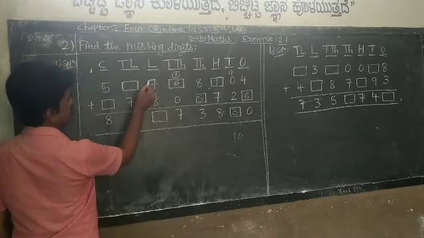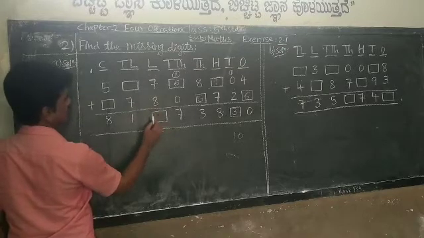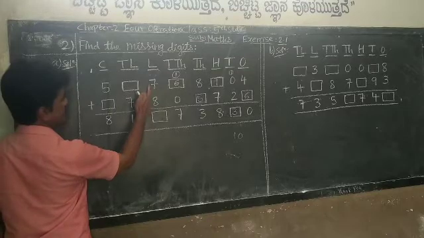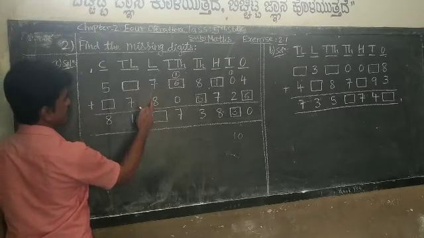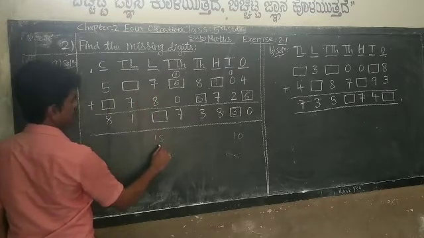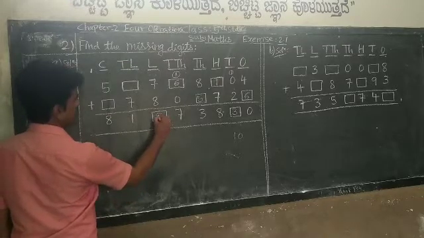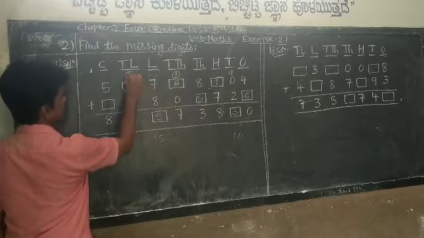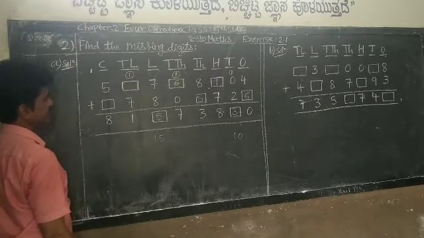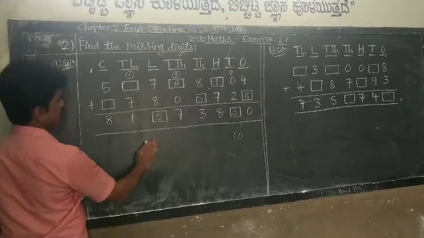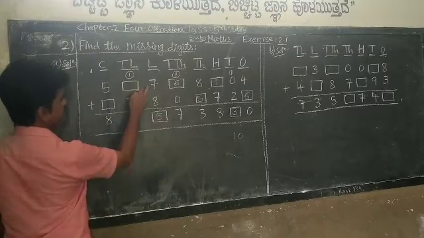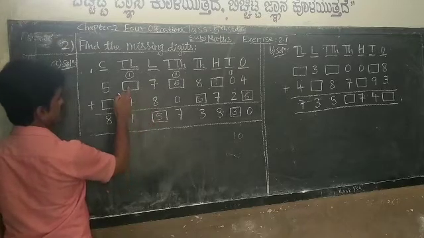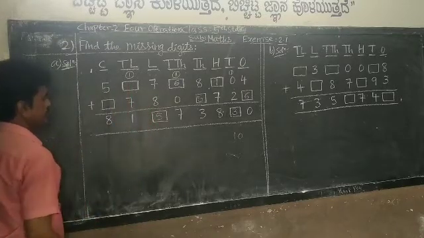Next, here a box is given. Lakh place you have to see. See the lakhs place. 7, 8 is there. 7 plus 8, 15. So when you get 15, what will you do? You will write this 5 down in the box, and this 1 you will carry here to the 10 lakh place. Understood? So what I have done in lakh place is 7 plus 8, 15. 15 means 5 write down in the box and 1 carry.